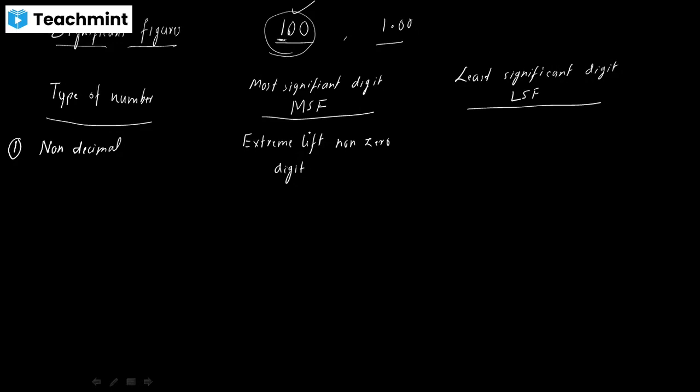Like that we have to search first for a given number. What is most significant? Extreme left non-zero, that is here 1. What is the least significant? That means not that important. It is the extreme right non-zero digit.